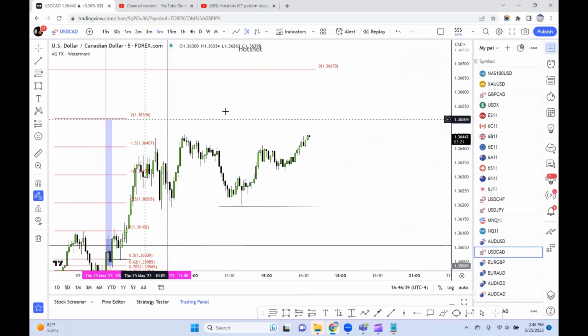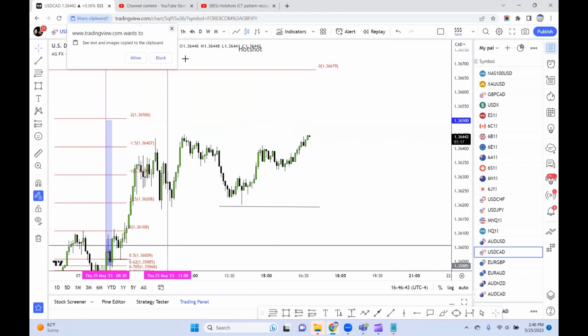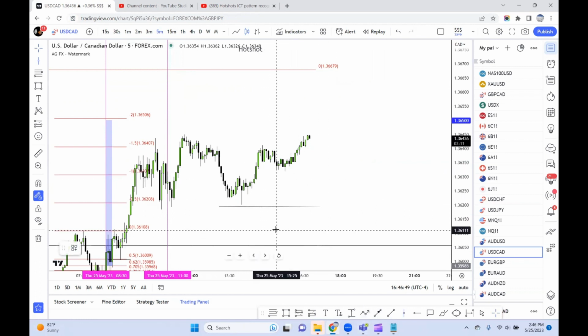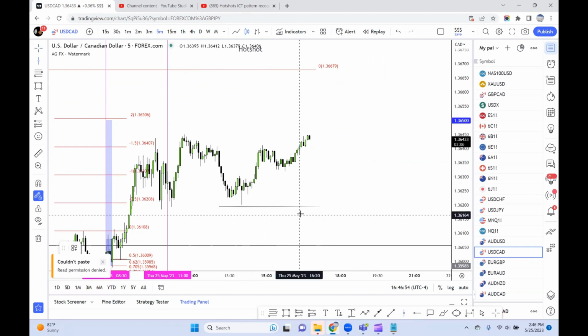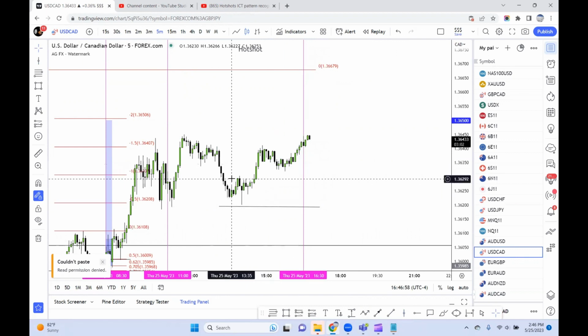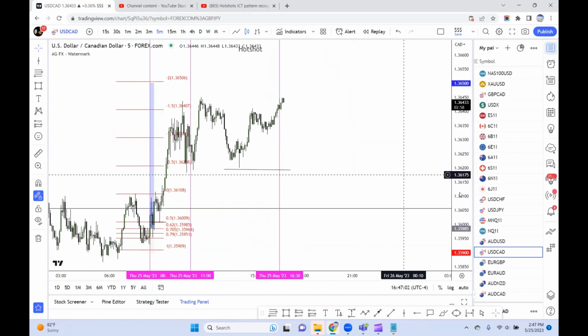targets. At this point, probably should have already claimed targets because it's a new day. You don't want to get caught up in swap fees. Really, ICT didn't say it, but I would prefer, and this might be a rule for myself, I'd prefer getting out before 16:30. Okay. But that's the example in USD CAD.